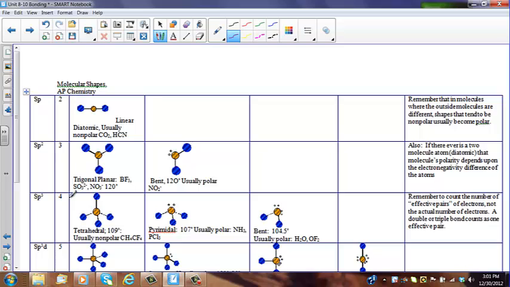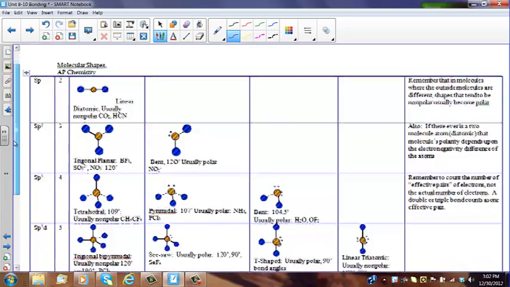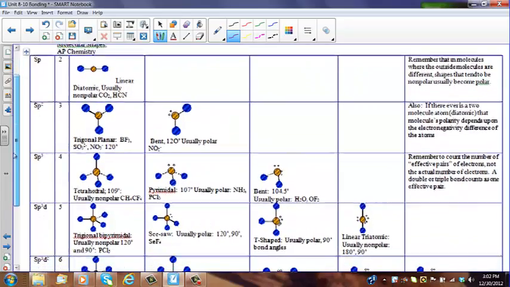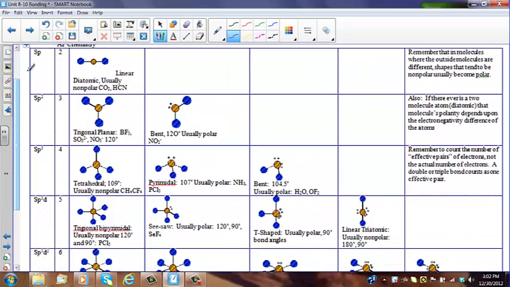This didn't print very well in your note packet, but I believe this is in the book. I'm going to explain a little bit. You notice here in the left-hand column, this is hybridization. I'm going to just explain it a little bit.